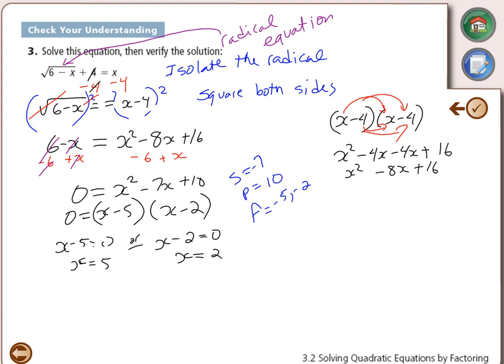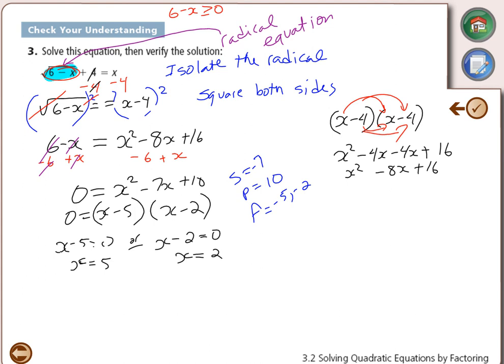The problem is this. Any radical comes with a restriction. The restriction here is this. Can't take the square root of a negative number. If you get a solution that says we're going to be taking the square root of a negative number, then that's a problem. So 6 minus x has to be greater than or equal to 0, a positive number.